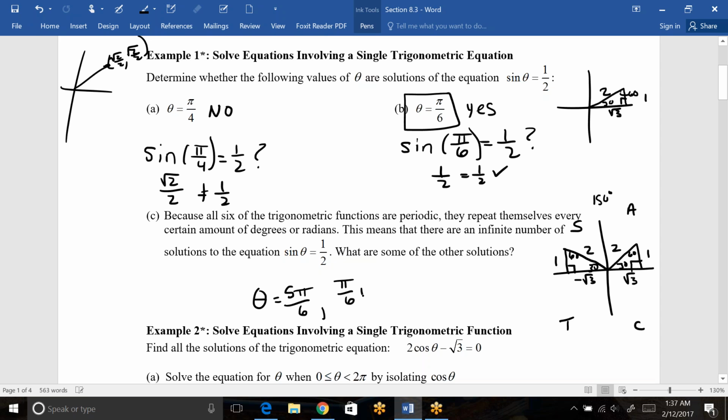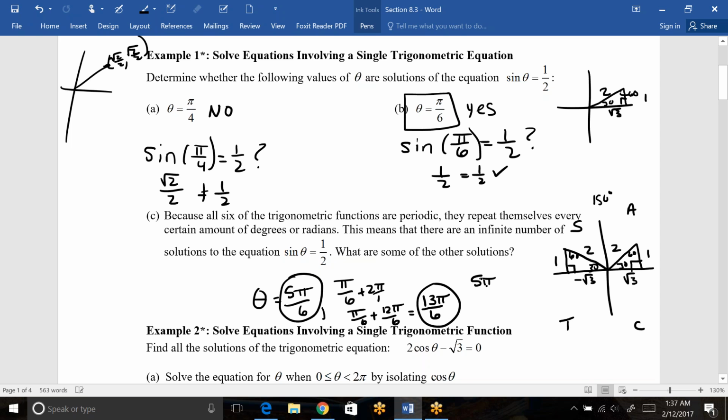But we could do another revolution of our answer. So we could do pi over 6 plus 2 pi. That means we go around a whole time, and we would get a common denominator there. So that would be 12 pi over 6. So another solution would be 13 pi over 6. So there's another solution.